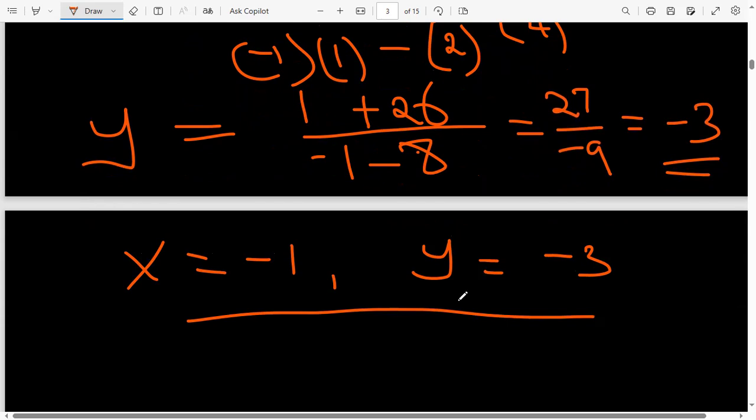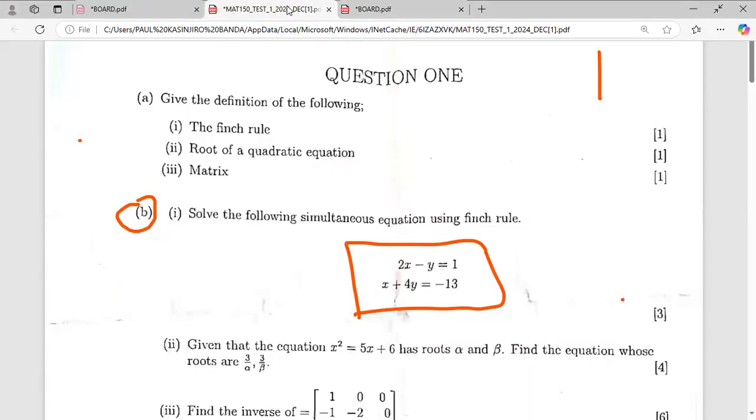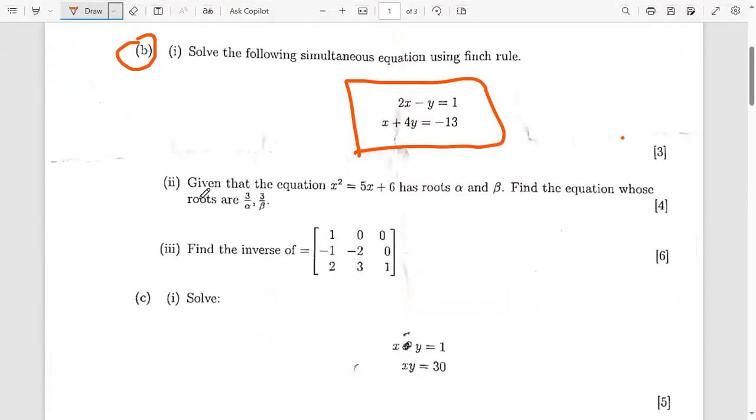Okay, so that's it on this question. We'll move to the next one, where, given the equation x squared is equal to 5x plus 6 has roots alpha and beta, find the equation whose roots are 3 over alpha, comma 3 over beta. I've taught this before, so I'm going to repeat. We just want to find the sum from the given equation and the product from the given equation.